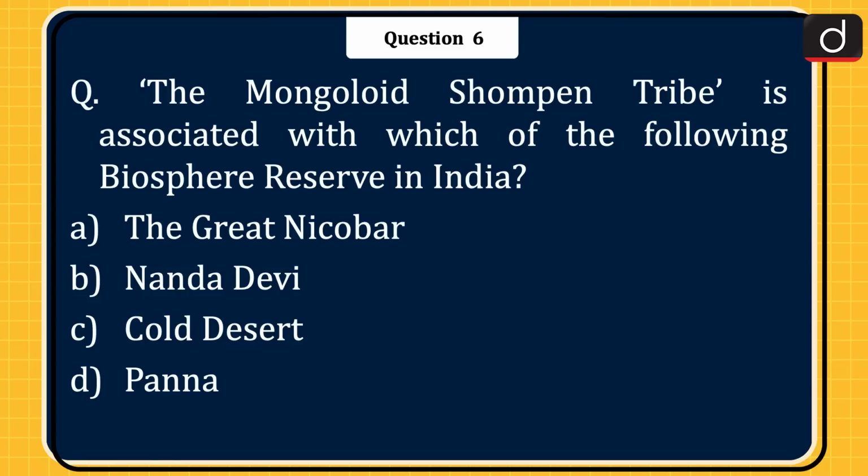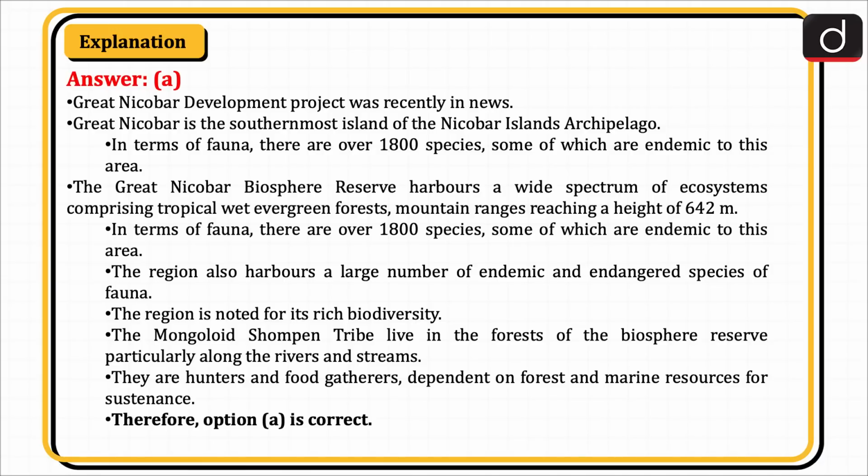Next question is, the Mongoloid Shompen Tribe is associated with which of the following biosphere reserves in India? The Great Nicobar, Nanda Devi, Cold Desert, or Panna? The correct answer is option A, the Great Nicobar. Great Nicobar Development Project was recently in news. Great Nicobar is the southernmost island of the Nicobar Islands archipelago.